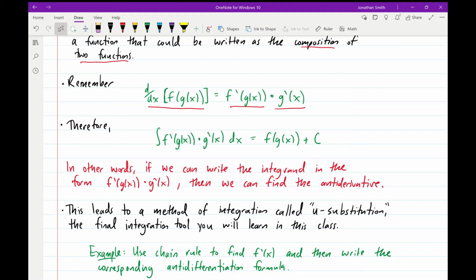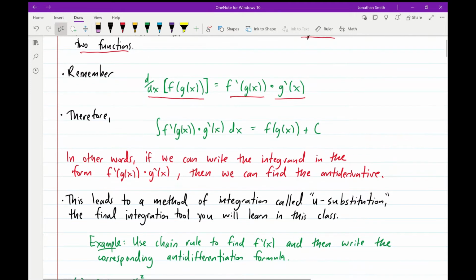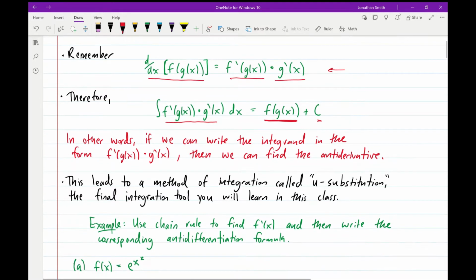But we can also go in the opposite direction as well. Say that we start with the function f prime of g of x times g prime of x. Well, this equation for the chain rule tells us that the integral of f prime of g of x times g prime of x is going to be equal to the composition of f and g, so f of g of x plus some constant of integration c. So if we can take the integrand inside of some indefinite or definite integral and write it in the form f prime of g of x times g prime of x, then we can find the antiderivative because it's just going to be f of g of x.